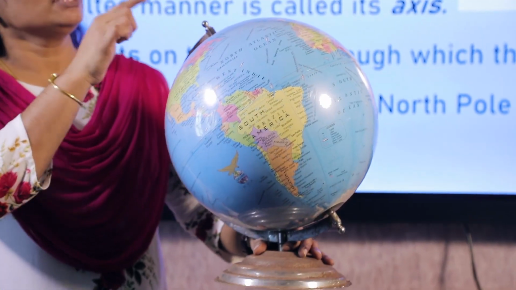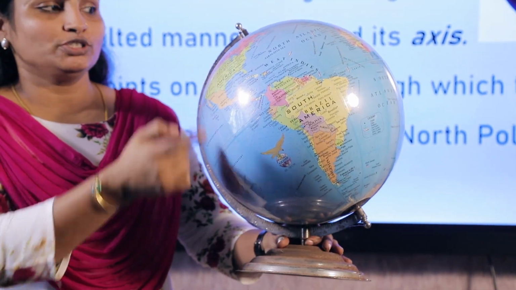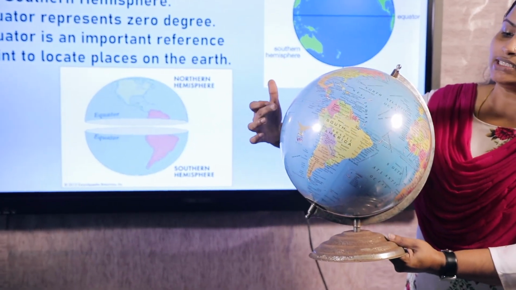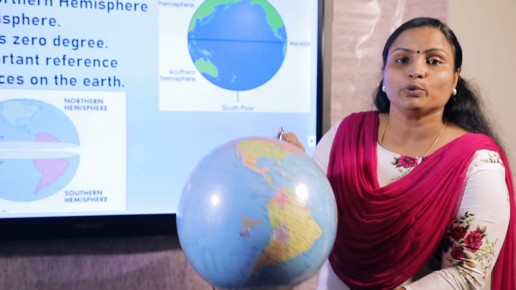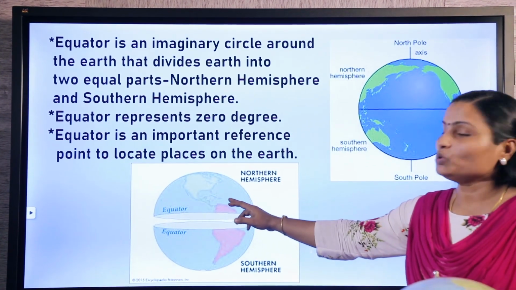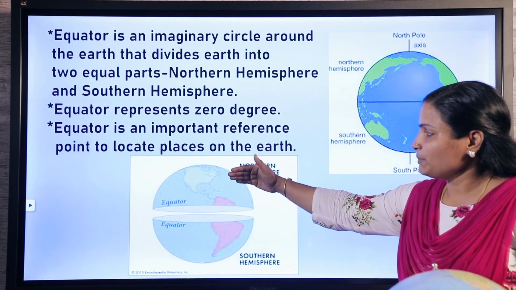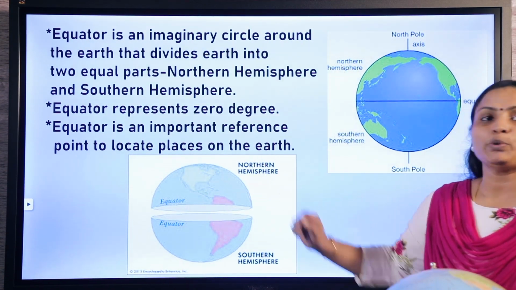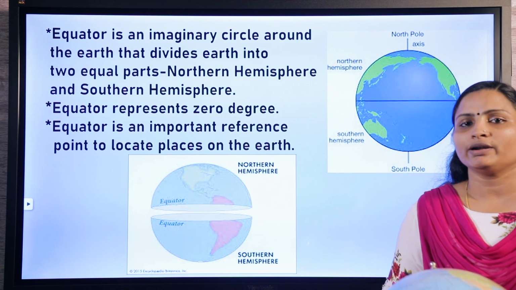The 2 points through which the needle passes are called poles. There are 2 poles, North Pole and South Pole. Here you can see one circle around the earth. What is that? It is the equator. Equator, it divides earth into 2 equal halves. The north of equator, it is northern hemisphere, and the south of equator, it is southern hemisphere. Then this equator, it is an important point of reference to locate places on earth.